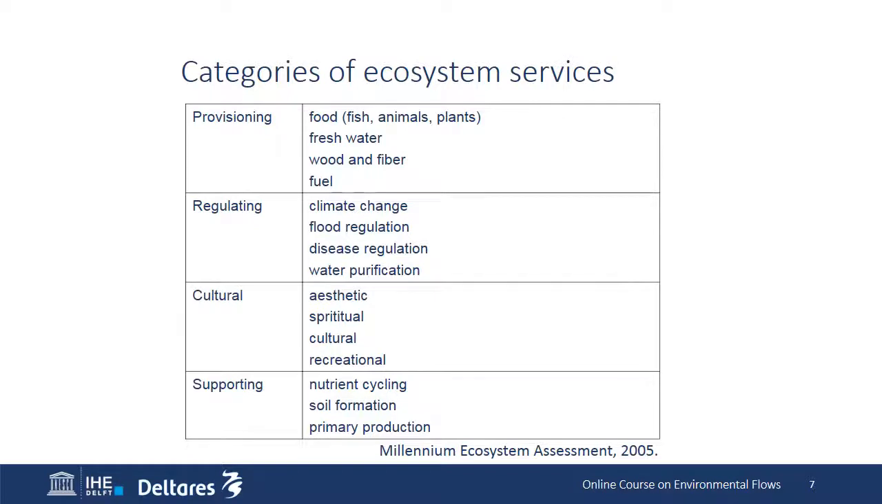Third one are the cultural services, for which I just mentioned the scene for celebrating traditions, but also religious or spiritual activities can take place in ecosystems. And a fourth category are the supporting services, and that refers to, for example, nutrient cycling or other processes within the ecosystem that are necessary for the other ecosystem services to be there. So the supporting services support the other ecosystem services.